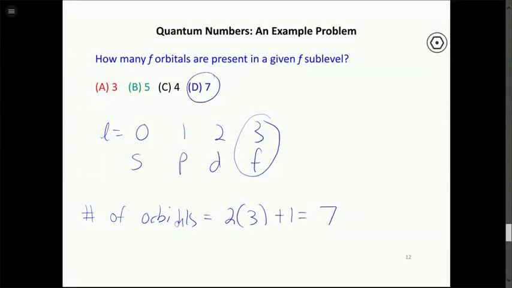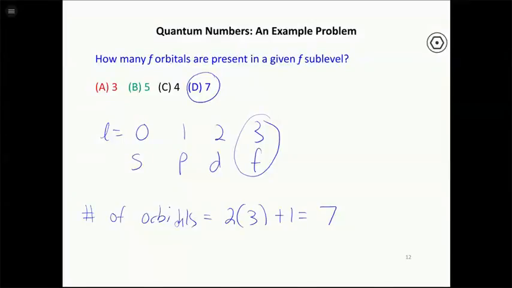Okay? So whenever you're in an F subshell, whether it's 4F, 5F, 6F, within that subshell there are going to be 7 total orbitals. Okay? Okay, so that's how some of those relationships work. And you'll see a lot of those on the homework, as I said.